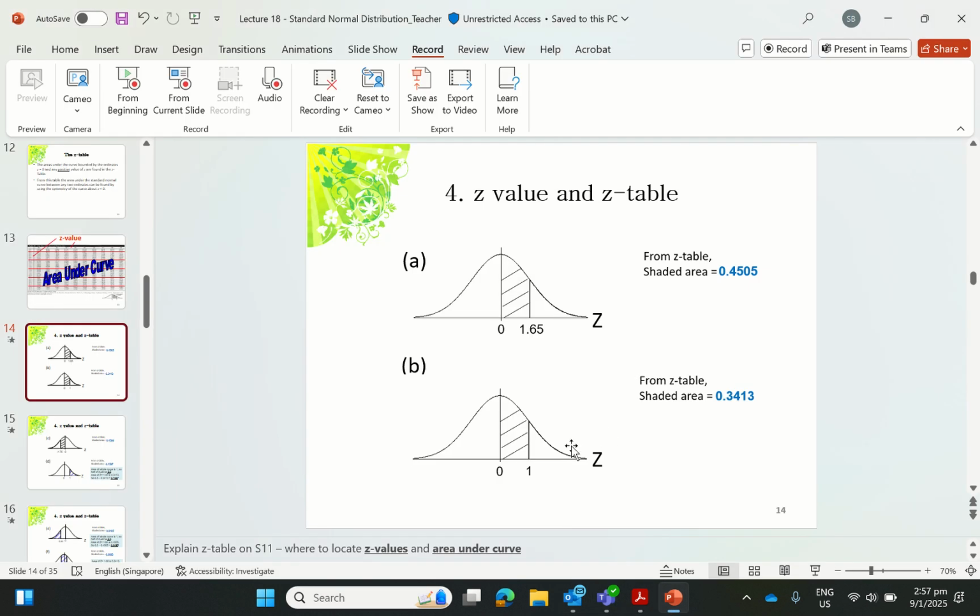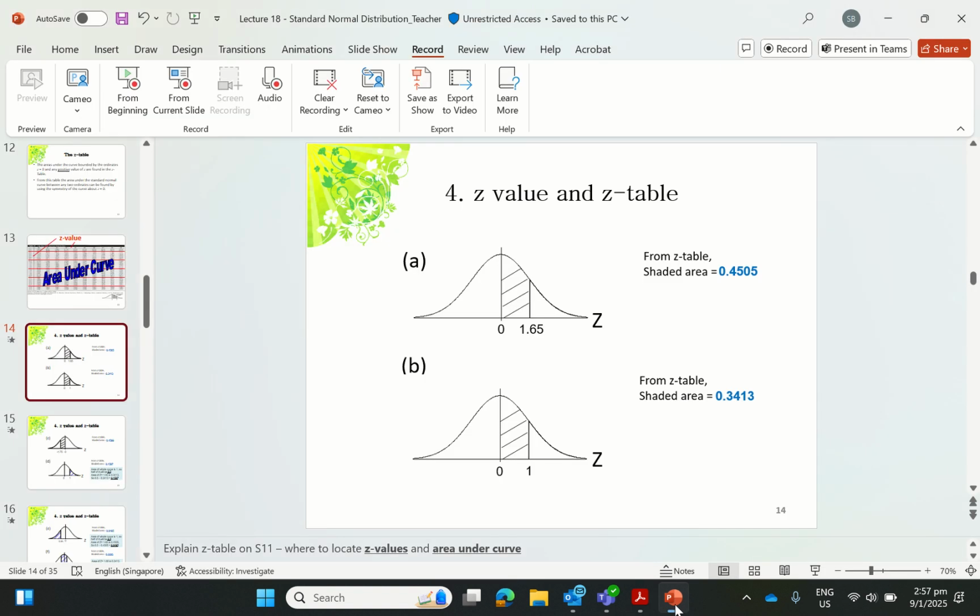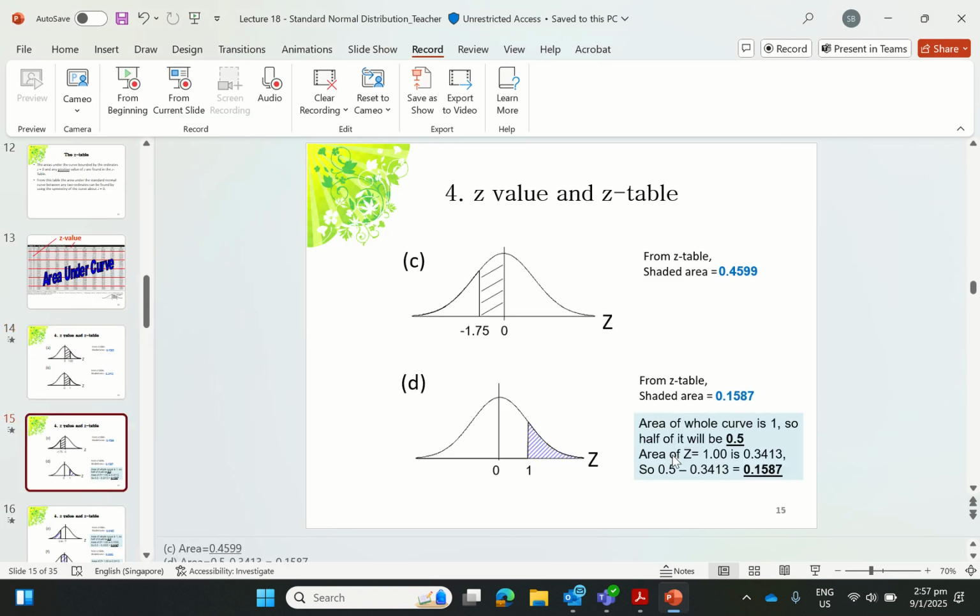So 0.4505. Same thing, if it's 1, it's 1.00. Let's quickly go through this. So 1.00 is here, and 0 is here. So 1.0 is also here, so 1.00 is this value, 0.3413. That's all. Simple. So this one you can try.